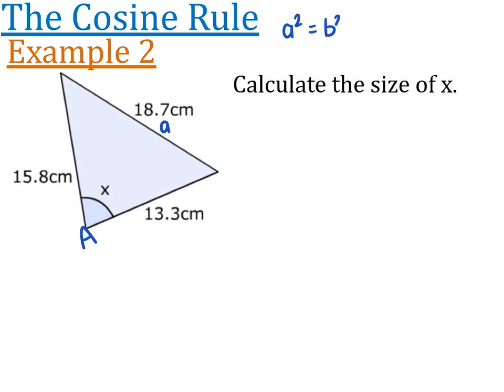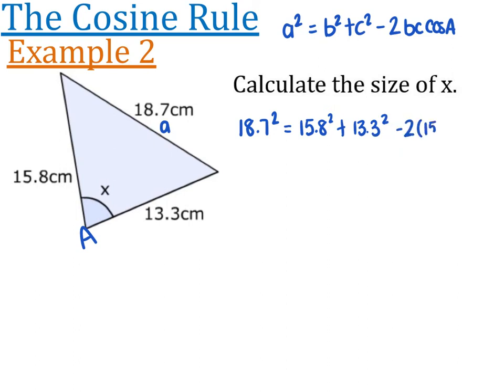A squared is equal to B squared plus C squared minus 2 lots of BC cosine A. All right, and then I'm just going to fill in exactly what I know. I'm not going to be bothered about which side is B and C for the other two because it's not going to make a difference. So I end up with 18.7 squared is equal to 15.8 squared plus 13.3 squared minus 2 times by 15.8 times 13.3, oh no, I'm running out of room, times by the cosine of angle A.